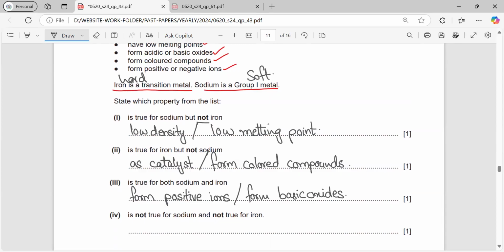Then which property is not true for sodium and not true for iron? We can write the opposite of these two: that they form negative ions, which is not true for both. They cannot form negative ions and they cannot form acidic oxides.